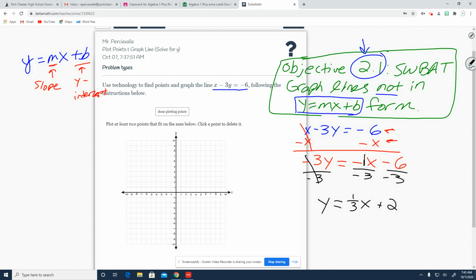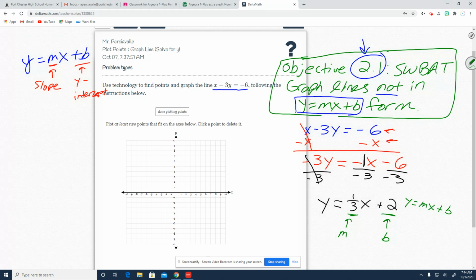How did I get that? Remember, there's a 1 in front of our x. If there's no coefficient written, our coefficient is 1. So 1 divided by 3 gives me 1/3, and negative divided by negative is a positive. And 6 divided by 3 gives me positive 2, and negative divided by negative is a positive. Now we have our equation in the correct form. We have our slope of 1/3 and our y-intercept of 2. We have it in y equals mx plus b form.